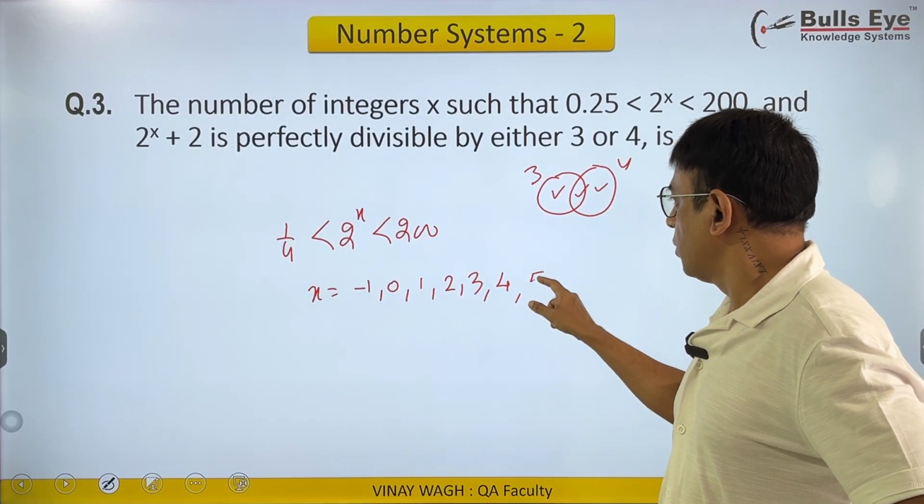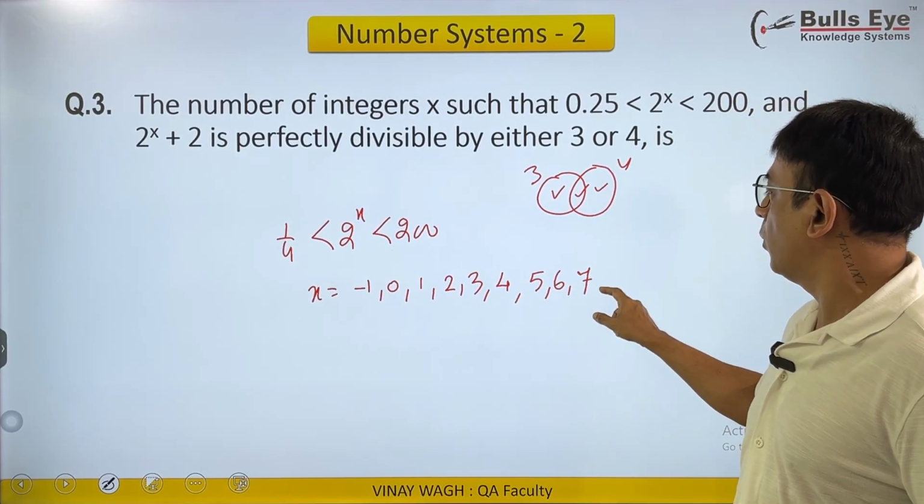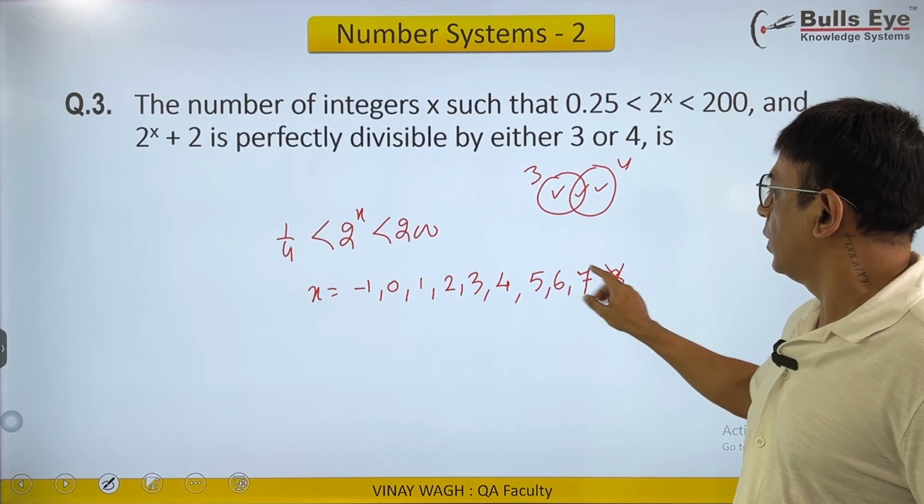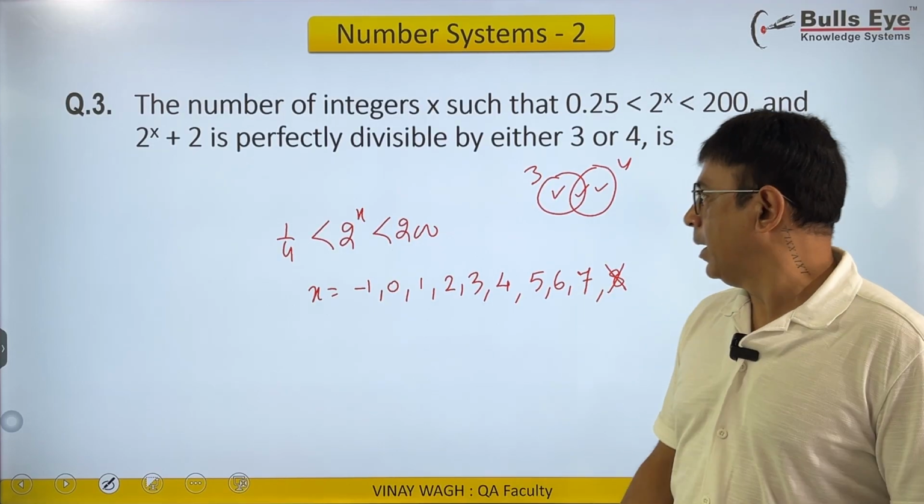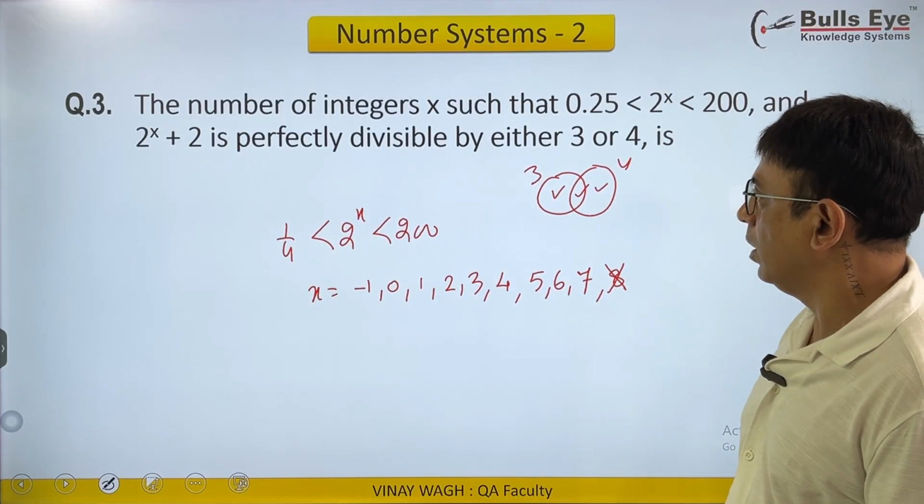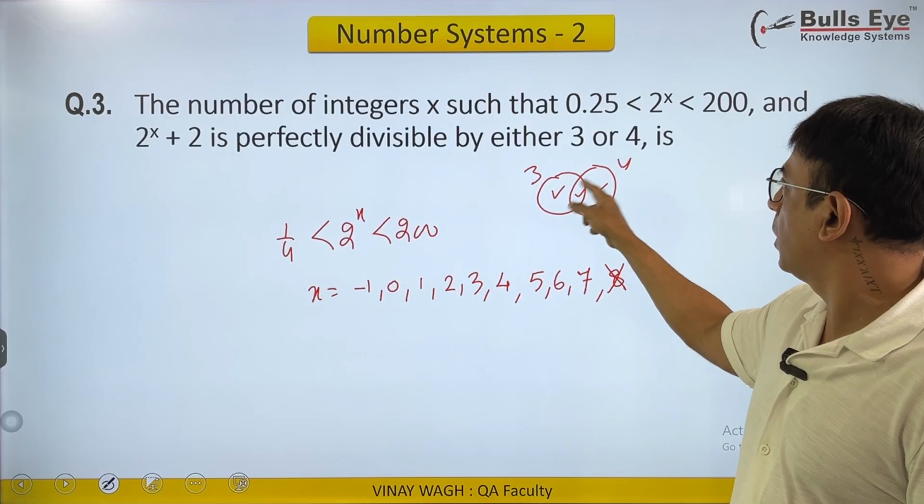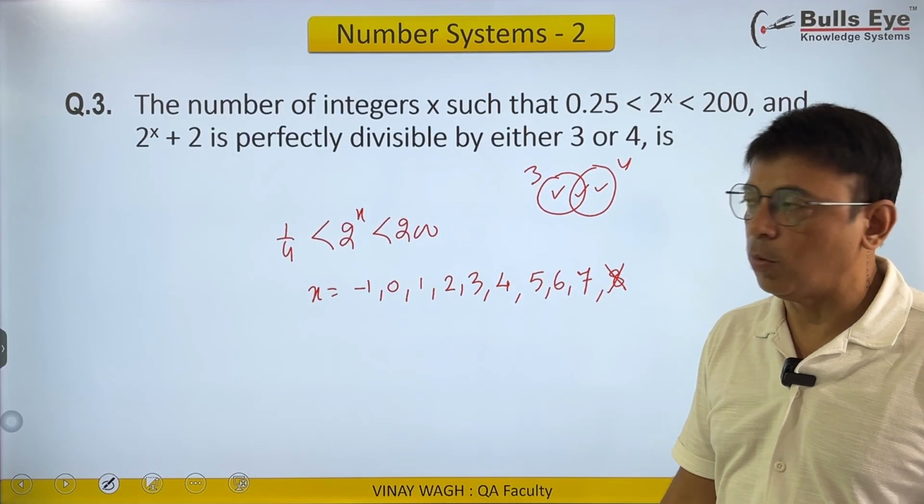2 raised to 5 is 32. 2 raised to 6 is 64. 2 raised to 7 is 128. 2 raised to 8 is 256. I need to stop at this. So x can take all these values, but there's something more. 2 raised to x plus 2 is perfectly divisible by 3 or 4 or both.